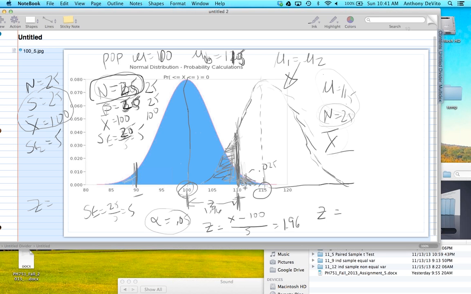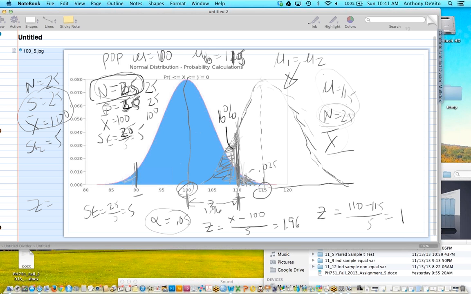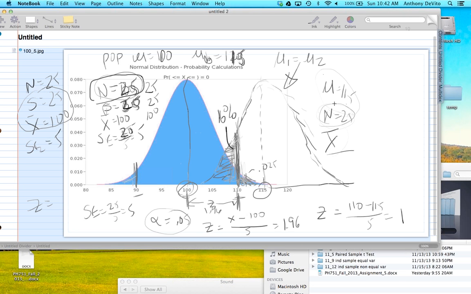Z is going to be equal to 110 minus 115 over the standard error, which is 5. That's equal to 1, right? Well, we know one standard deviation leaves this area of about 16%. So given this circumstance, given that the sample size is only 25, and that the means are only 15 apart, if I took a sample from this population, 16% of the time I would get a value that's under 110.